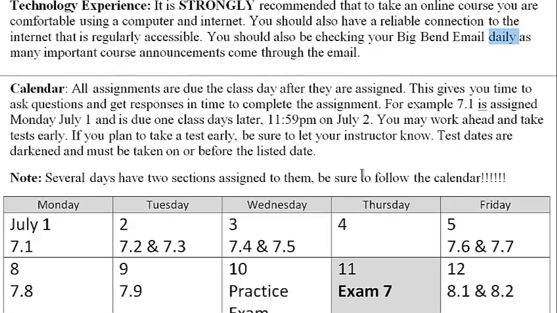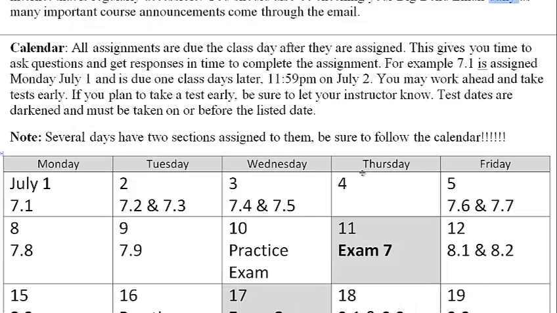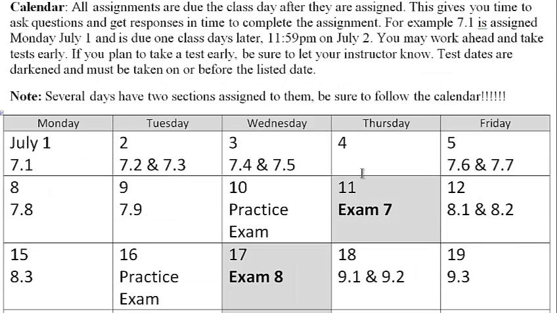And finally, the big thing I want to draw your attention to is the calendar, especially for summer quarter. How this works is every day you'll have something assigned. The assignment is due the next day. So if you look at Monday, July 1st, 7.1 is assigned. That means it is due at 12:59 p.m. on Tuesday the 2nd. Do not wait until Tuesday evening to begin 7.1.